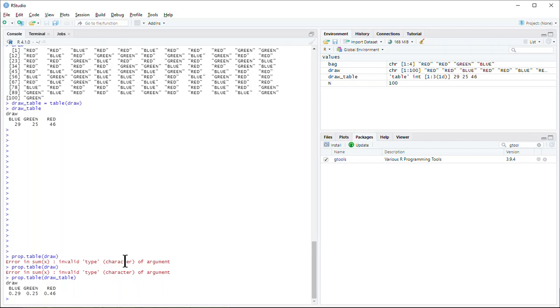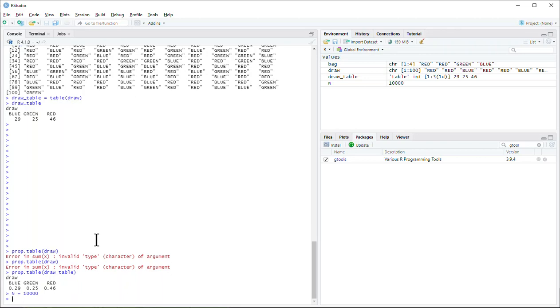So if I want to use this Monte Carlo simulation on a much, much bigger data set, I'm going to use n equals 10,000, right? So now, instead of 100 simulations, I'm going to do 10,000 simulations. And I suspect that these numbers of blue and green and red should get closer to the theoretical probabilities of 25, 25, and 50. So let's see what happens.